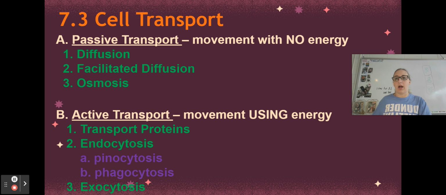Okay, cell transport. There are two major types of cell transport. You've got passive transport. The way I remember passive transport is if somebody's passive, they're just like, okay, not a lot of energy there. So passive transport is the same. This is movement that does not require any energy. The cell does not have to exert energy in order to get this transport to happen. There are three separate types of passive transport, and we'll go into all three of these, but they are diffusion, facilitated diffusion, and osmosis.